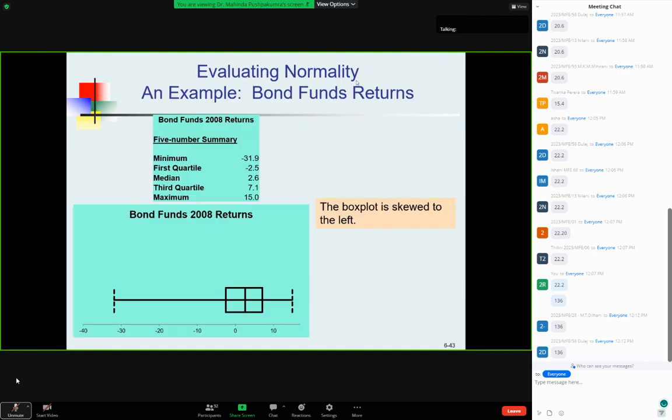Then another example, let's say minimum is given, first quartile, median, third quartile, and maximum. Then you can evaluate whether the distribution is normal or not. Then the box plot shows that it is a left skewed one. Tail is on the left side.